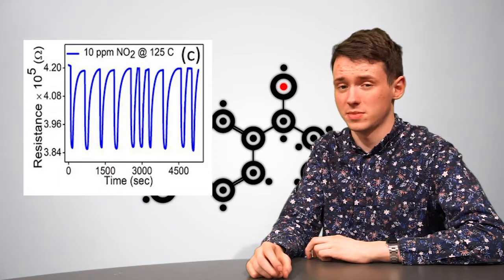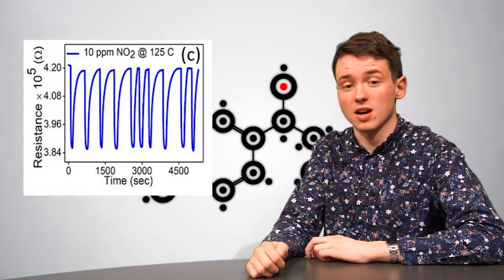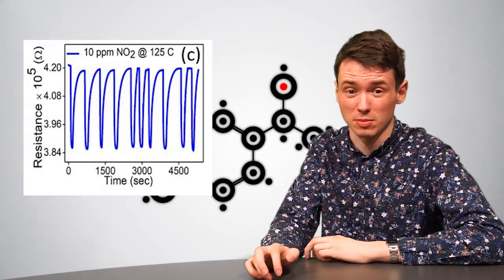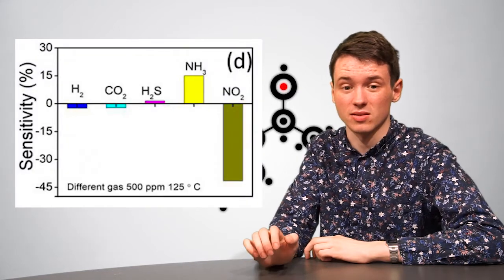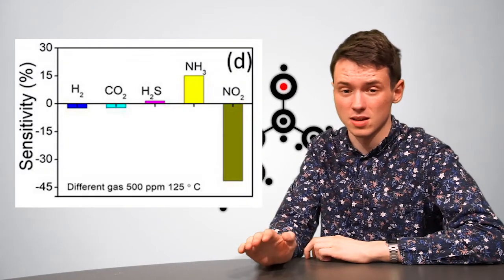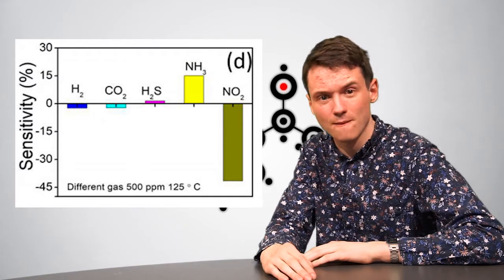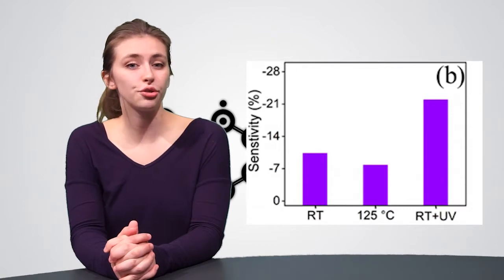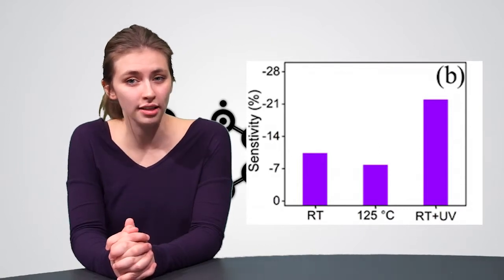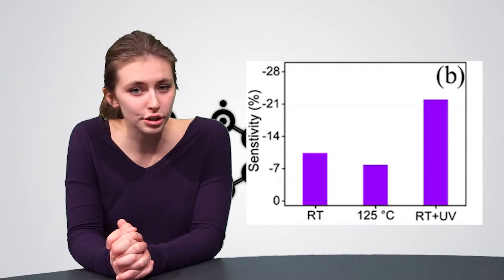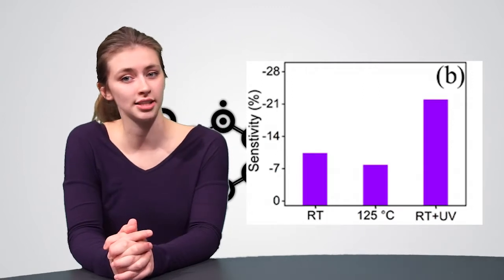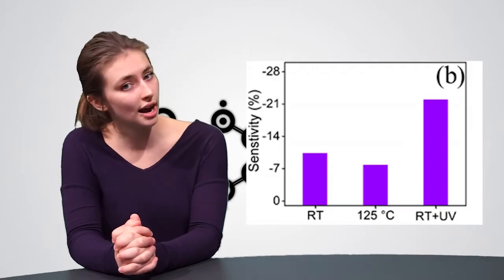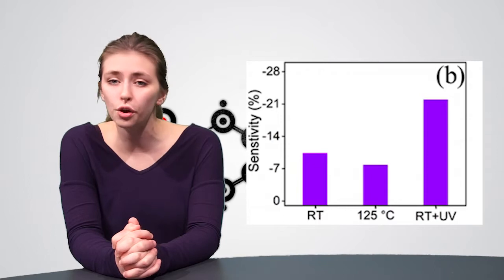Resistance measurements for 10 parts per million of nitrogen dioxide were replicated 10 times, showing confidence in the detector's capabilities. The high specific sensitivity was not observed for other gases, demonstrating a high selectivity for nitrogen dioxide. Because no recovery at room temperature occurred, a trial with the sensor illuminated under UV light was carried out with 10 parts per million of nitrogen dioxide. Using UV illumination, the sensitivity increased, the response time decreased, and the sensor showed full recovery.